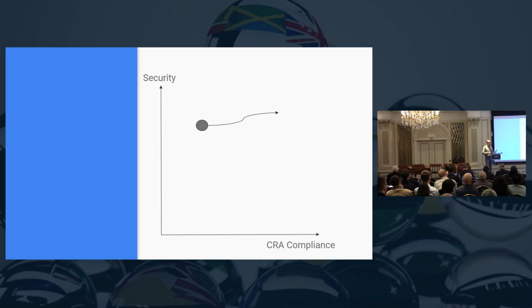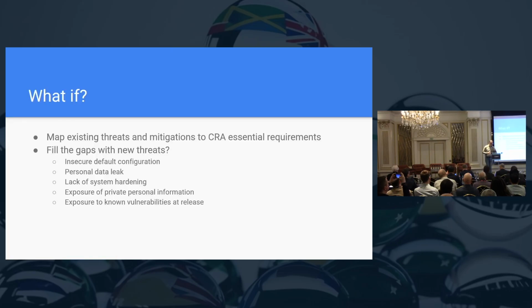So what I wanted to do is close that gap. I need to get there. And how to do that? What I try to do is imagine we could extend MitraEmbed with additional threats and additional mitigations, so that we can have it aligning with all the essential requirements of Part 1. And I tried it for insecure default configurations, personal data leak, exposure of personal information, and exposure of known vulnerabilities at release time.